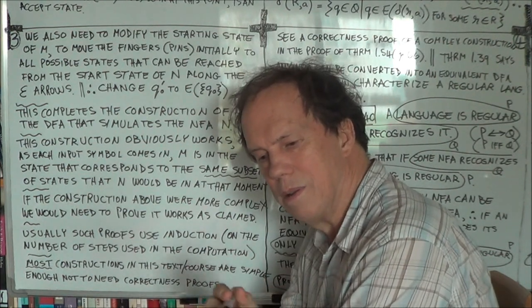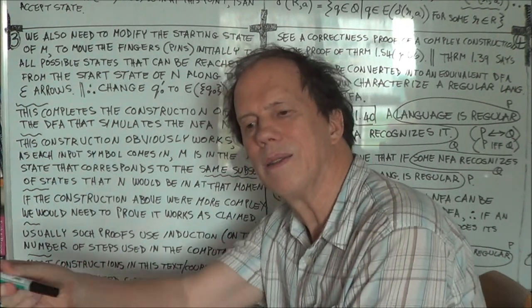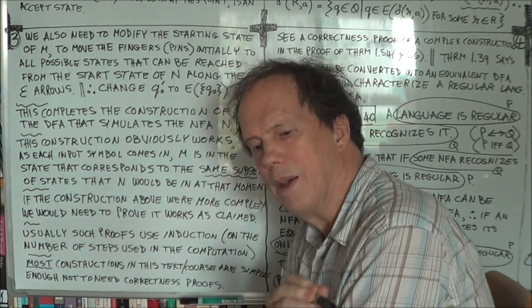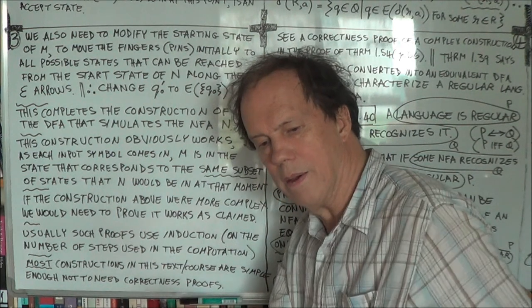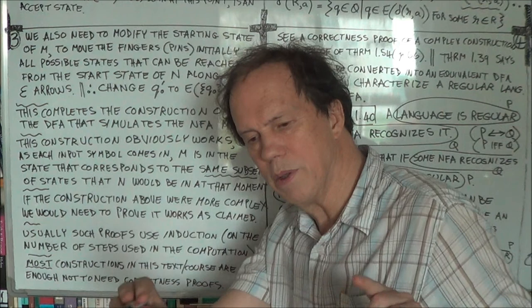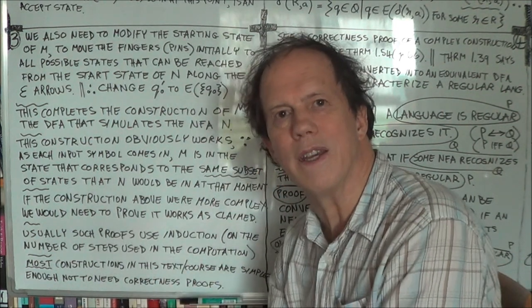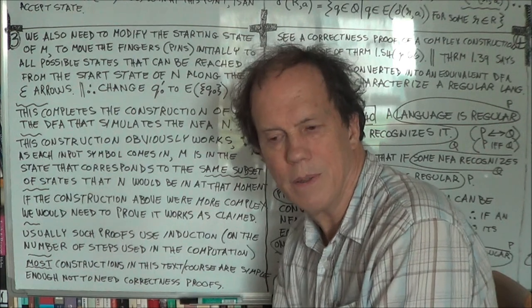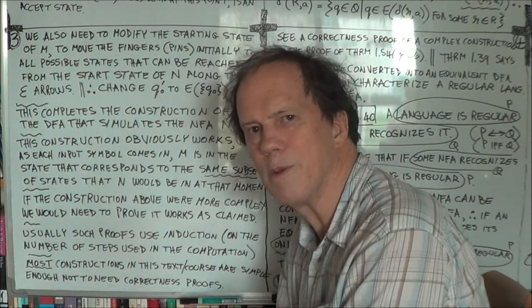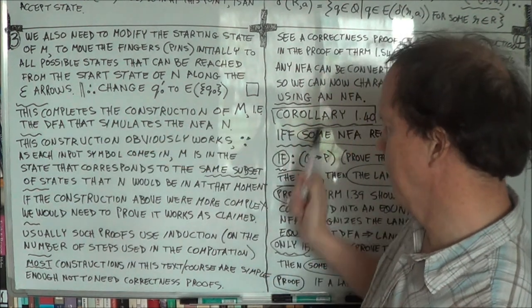So those states at that moment, like when the ith input symbol comes in, put them in a set, and that'll be the state that your DFA is in. Okay, so it obviously works, right? So yeah, that's what I'm saying here.